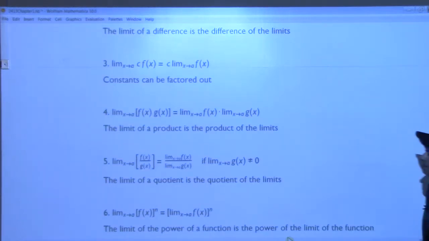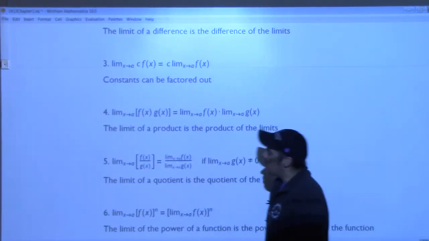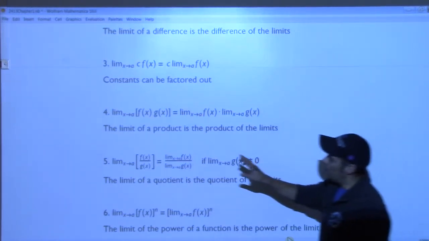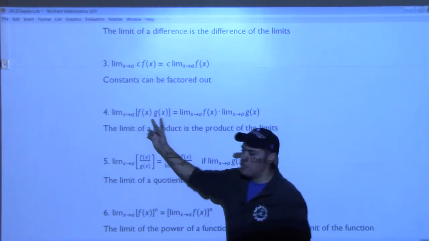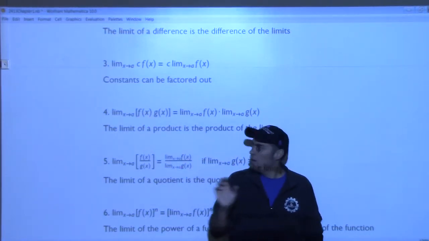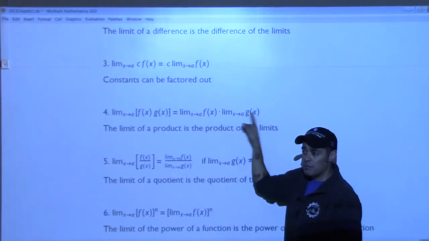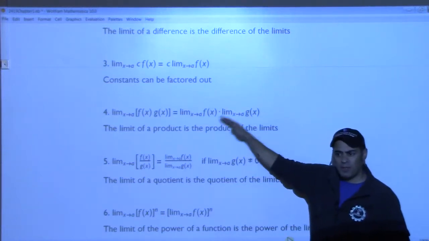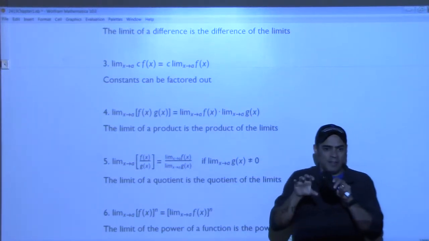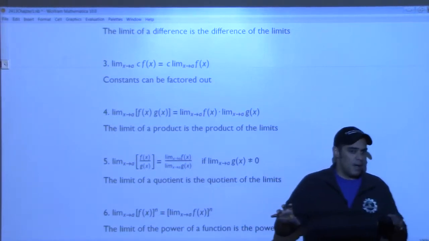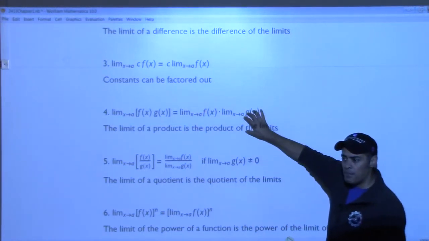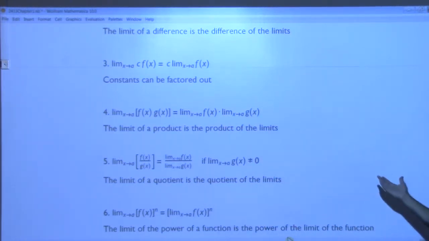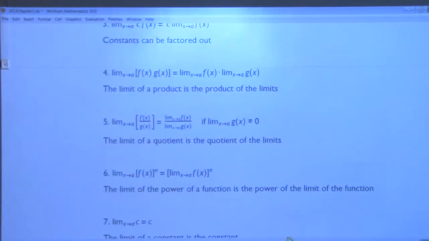Property number 4 is a very nice property. You'll come to appreciate it later. It says that if you're trying to take the limit of two functions being multiplied, you can just take the limit of each function separately and then multiply the two answers together. Does it seem very natural that this would work this way? If it's added, you can split them up. If it's subtracted, you can split them up. If they're multiplied, you can split them up, do them separately, and then multiply the answers. It's good that it works out this way. It's going to make our lives a lot easier than it could be.